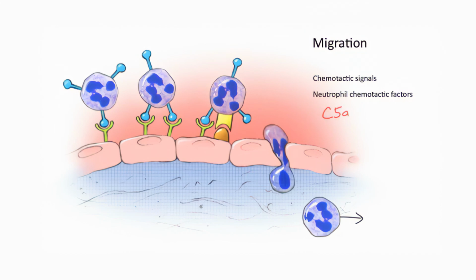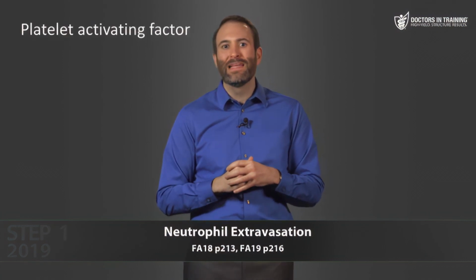So there's C5a, which is a component of the complement system. There's IL-8, there's LTB4, and there's also one called kallikrein. Now you should make a note of a couple of other points here. The process of binding, diapedesis, and migration is enhanced by platelet activating factor.